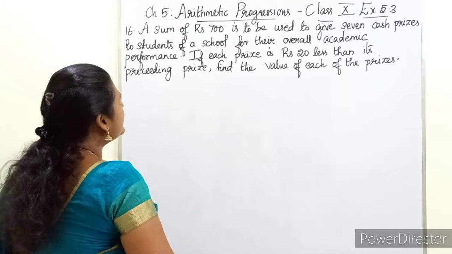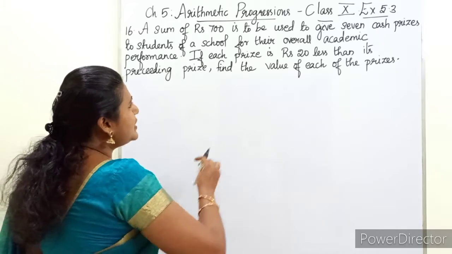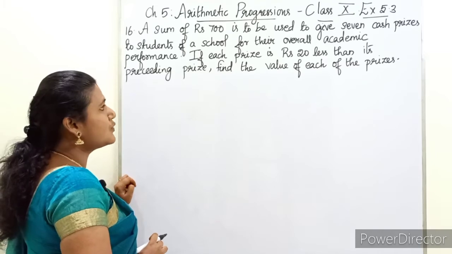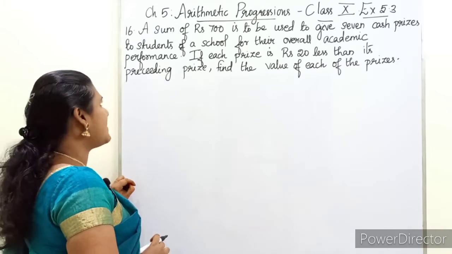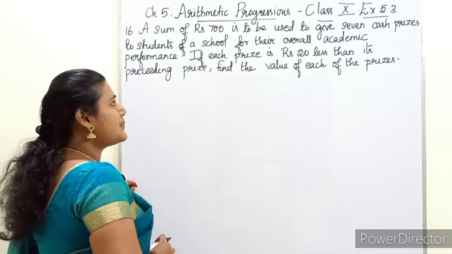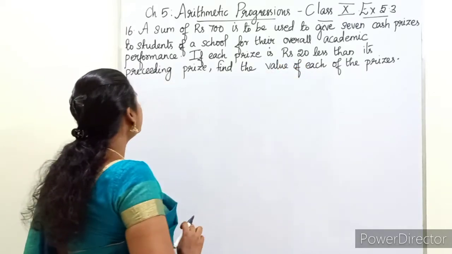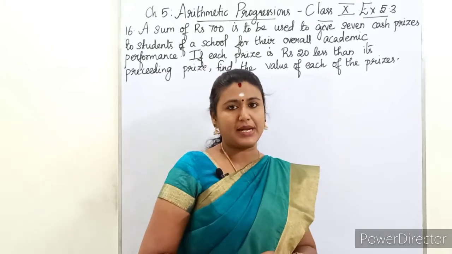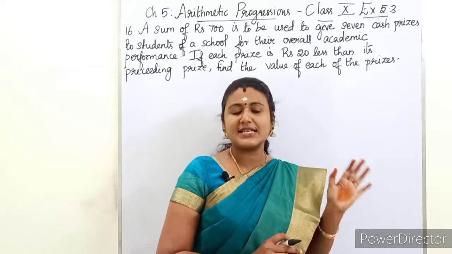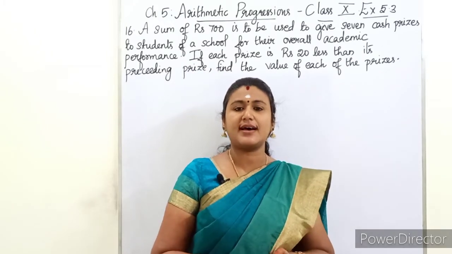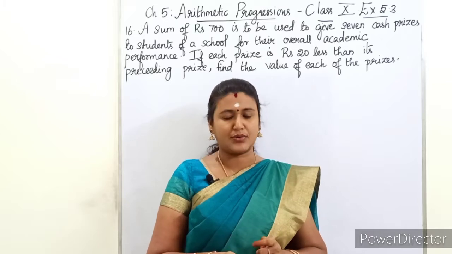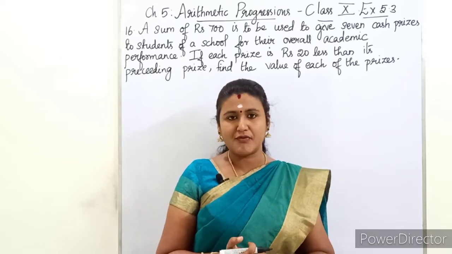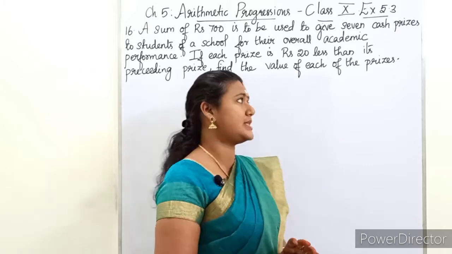A sum of rupees 700 is to be used to give 7 cash prizes to students of a school for their overall academic performance. If each prize is rupees 20 less than its preceding prize, find the value of each of the prizes. So from 16th onwards, the questions are actually application oriented questions, that is, questions based on the formula for the sum of first n terms.